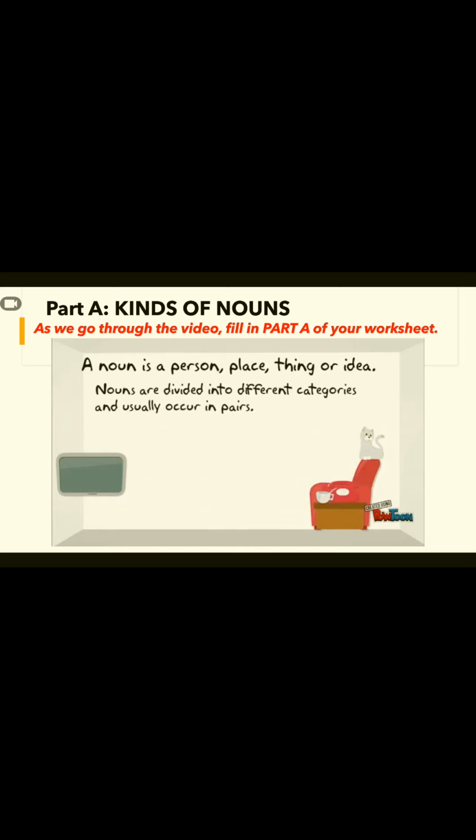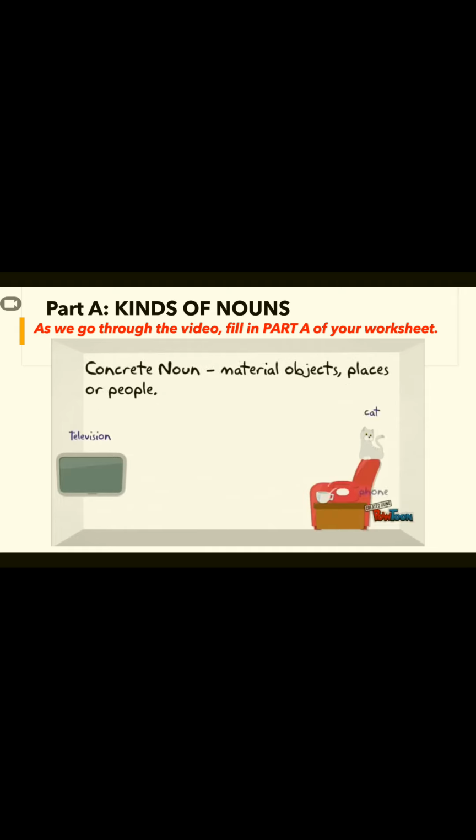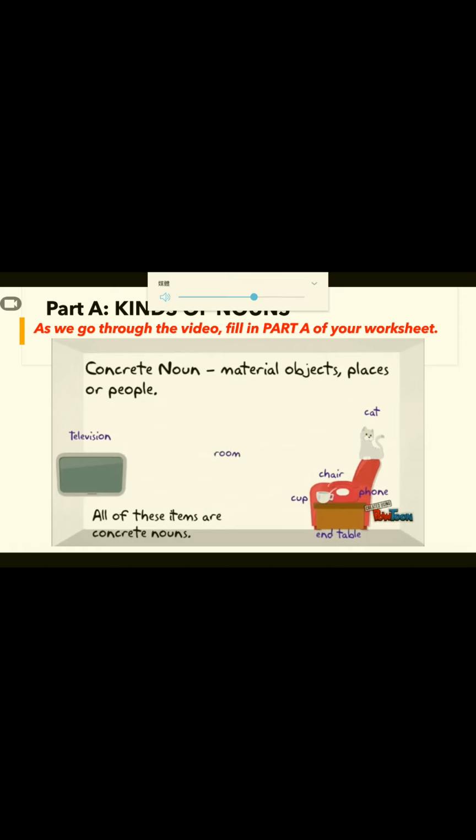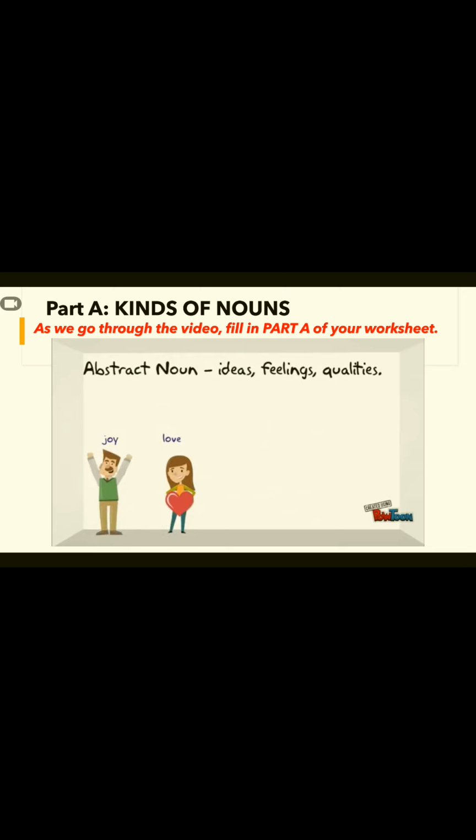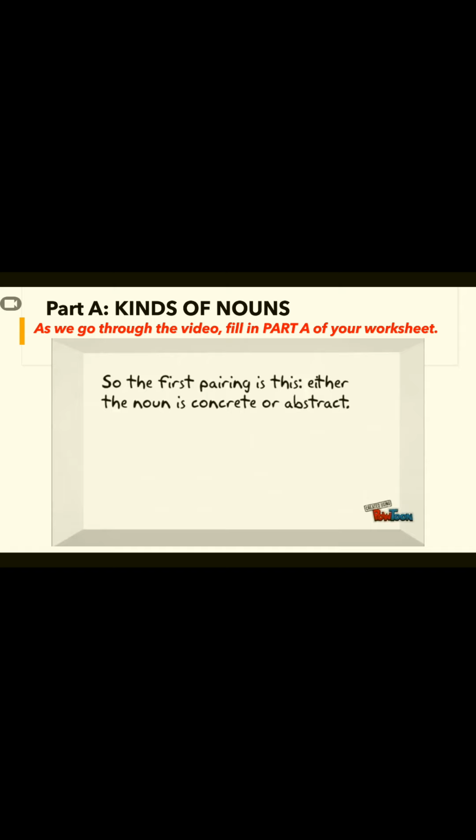You should all know a noun refers to things, people, ideas. But there are different kinds. On your worksheet, let's fill in the first kind, concrete noun, which refers to material objects, places, people. Abstract nouns is the second kind, like joy, love, fear, frustration. They are about ideas, feelings, and qualities. So a noun cannot be both concrete and abstract.